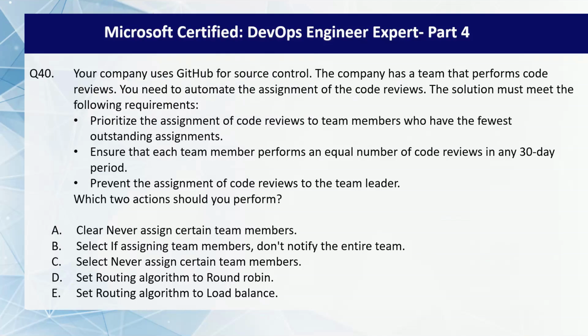Next question. Your company uses GitHub for source control. The company has a team that performs code reviews. You need to automate the assignment of the code reviews. The solution must meet the following requirements. Prioritize the assignment of code reviews to team members who have the fewest outstanding assignments. Ensure that each team member performs an equal number of code reviews in any 30-day period. Prevent the assignment of code reviews to the team leader. Which two actions should you perform?